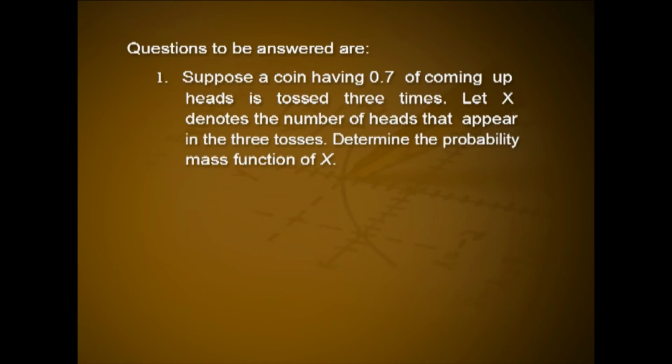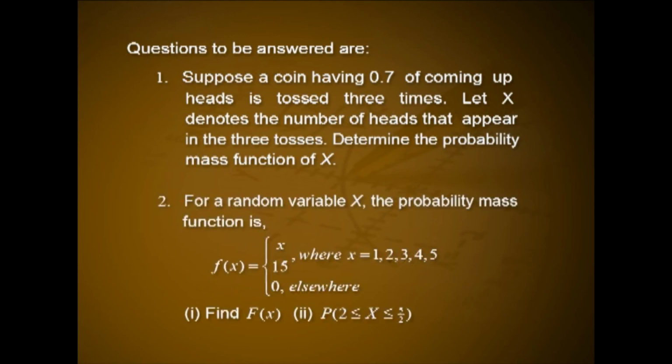Questions to be answered are: number 1, suppose a coin having 0.7 of coming up heads is tossed 3 times. Let x denotes the number of heads that appear in the 3 tosses. Determine the probability mass function of x. 2. For a random variable x, the probability mass function is small f of x is equal to x divided by 15, where x is equal to 1, 2, 3, 4, 5 and f of x equal to 0 elsewhere. Number 1, find capital F of x. Number 2, find p of 2 less than or equal to x less than or equal to 5 by 2.